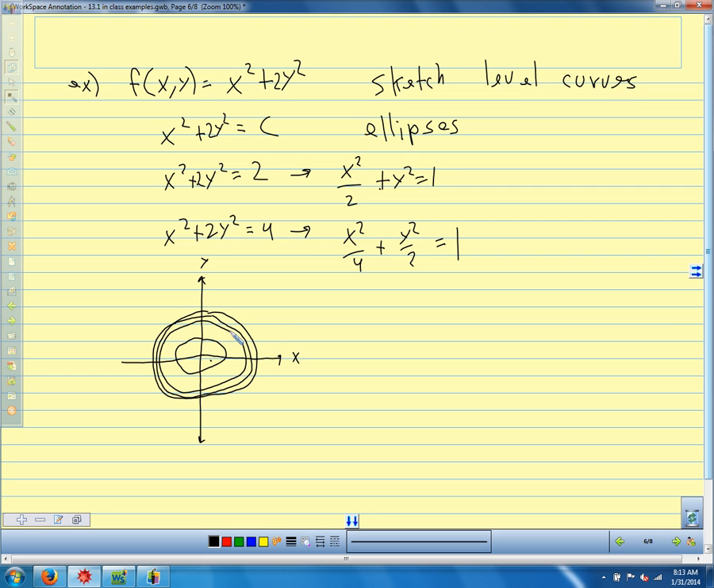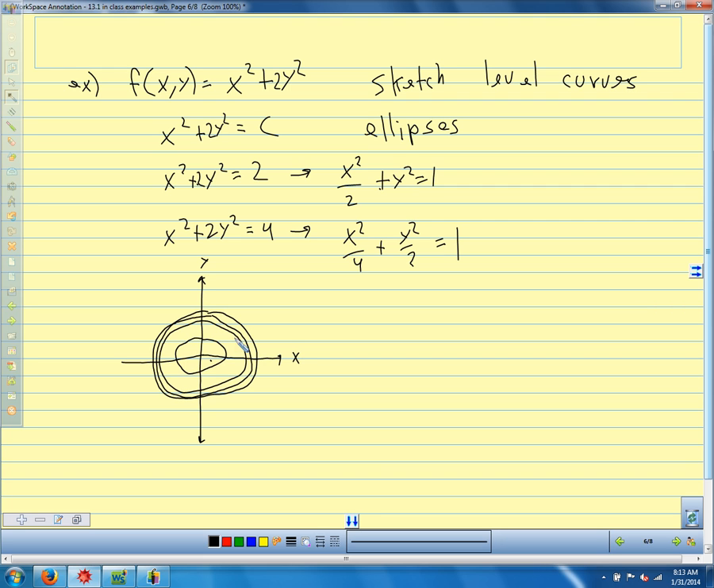Something like that, if we sketched out several of them. What would this surface be? Z equals x squared plus 2y squared. What do we think that surface is going to be? These are our level curves. This is telling us how Z is changing. So where the level curves are far apart, Z is changing slowly. Where they're close together, Z is changing rapidly.